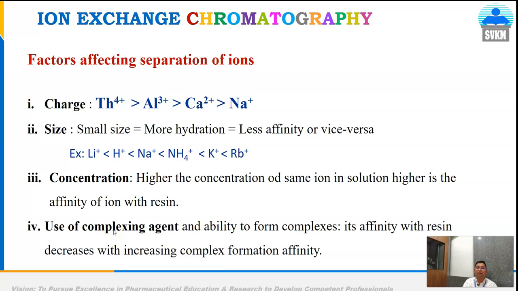Use of complexing agent and ability to form complexes. Its affinity with resin decreases with increasing complex formation affinity. So here, the ability to form a complex, its affinity with resin decreases with increasing complex formation affinity, means that the compound should be able to form a complex. If your complex formation ability is increased, then naturally the affinity of this complex towards this resin decreases.